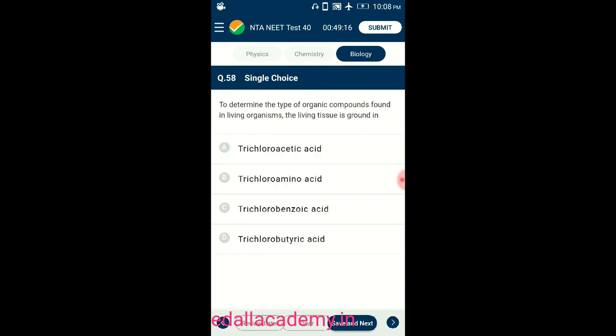Question number 58. To determine the type of organic compounds found in living organisms, the living tissue is ground in trichloroacetic acid. The slurry thus obtained is filtered to obtain the acid soluble pool, which passes through the filter, and the acid insoluble pool, which is retained. The acid soluble pool contains the micromolecules and the acid insoluble pool contains the macromolecules. So the answer for this question is option A, trichloroacetic acid.